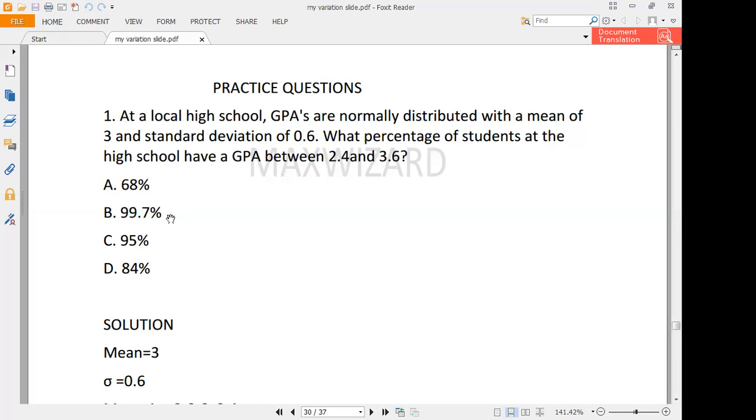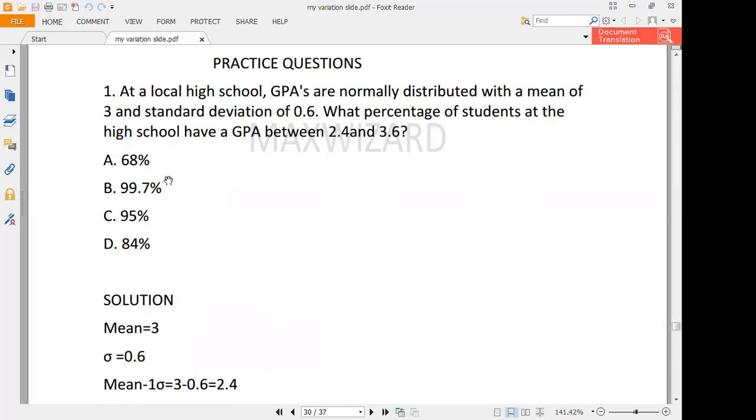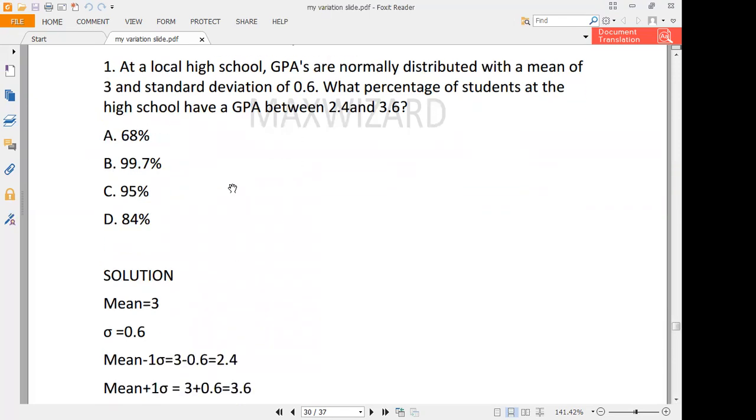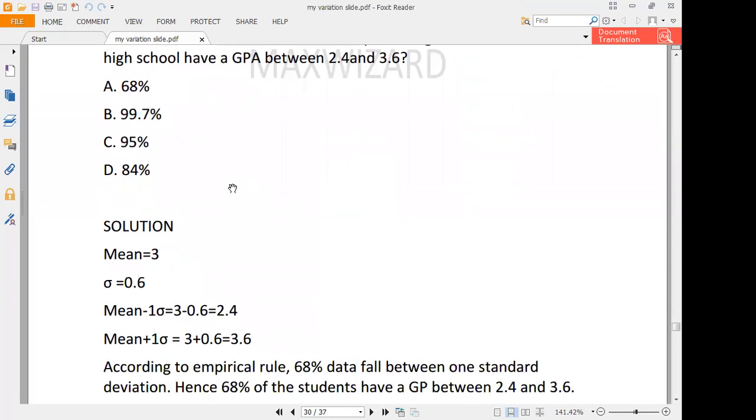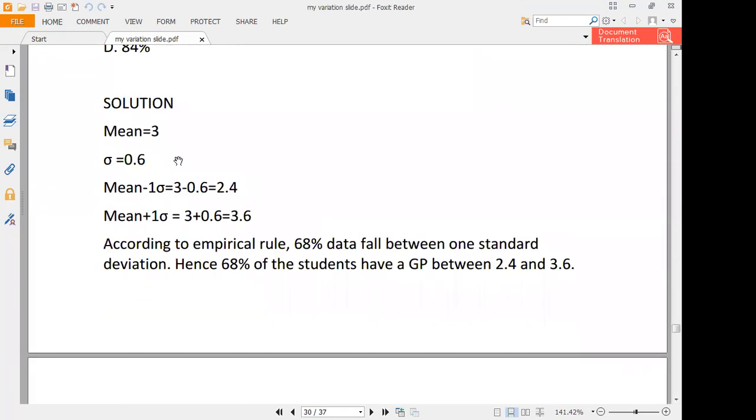And that means using one standard deviation when you are dealing with normally distributed data, do not forget, the empirical rule says 68% of them should lie between that range. In that case, I can say A is my answer without even writing with a pen. But this is a simple calculation, or the solution, if you wanted to write this down.